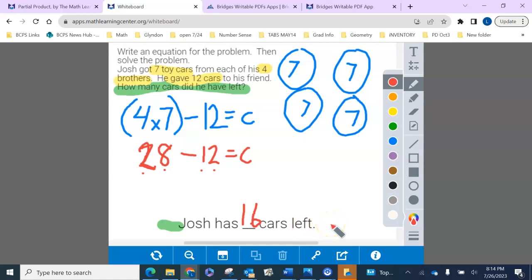I want to think to myself, is this reasonable? Does it make sense? Yeah, it makes sense because I know that he's not going to end up with as many cars as he started with because he gave some cars to his friend.